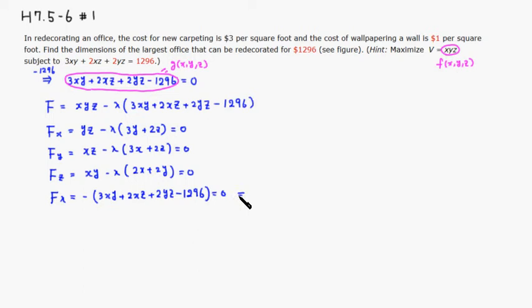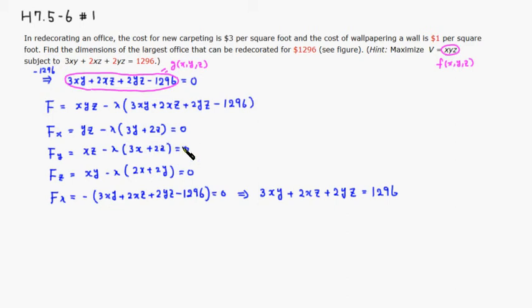But this is going to just give you exactly the same thing as that, so I'm going to just write the 3xy plus 2xz plus 2yz is equal to 1296, right? So let's try to solve this.